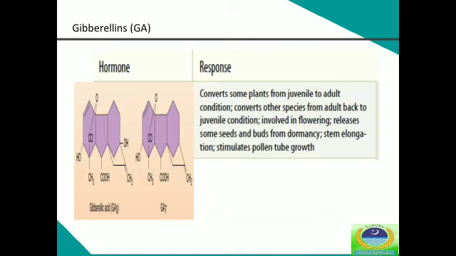Plant responses to gibberellins include conversion of some plants from juvenile to adult conditions and conversion of other species from adult back to juvenile conditions. They are involved in flowering, release of seeds and buds from dormancy, that is, the state of inhibited germination of seeds or buds, stem elongation, and stimulation of pollen tube growth. So these are plant responses to the gibberellin class of hormones.